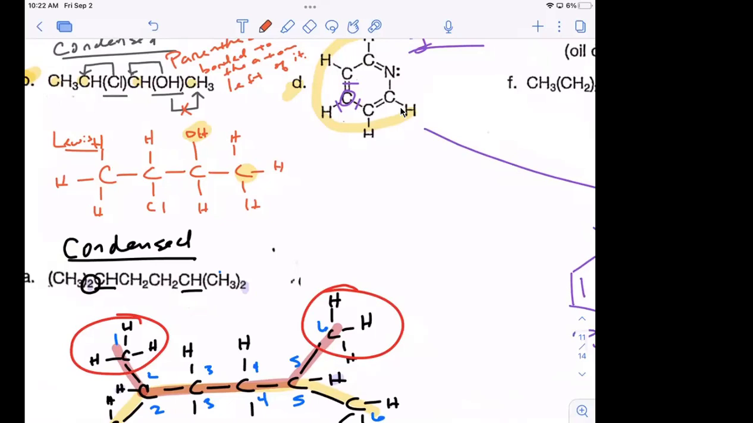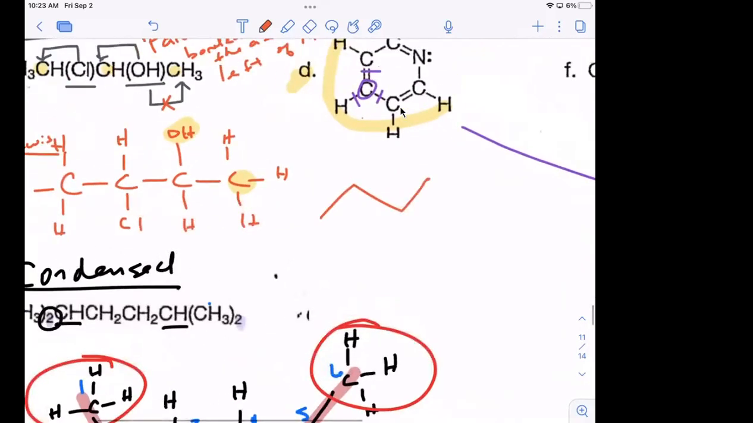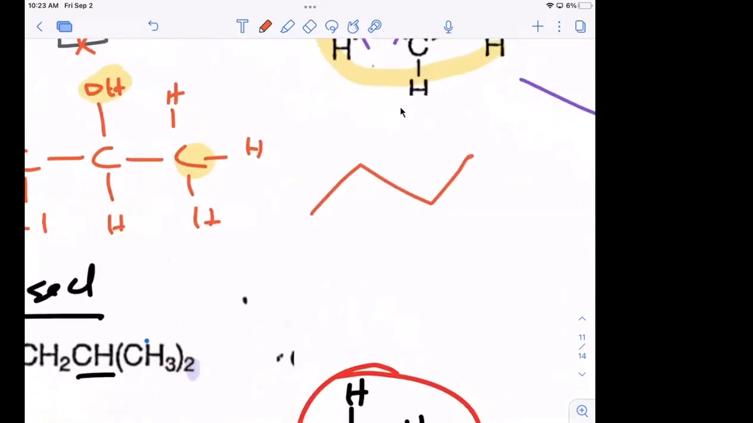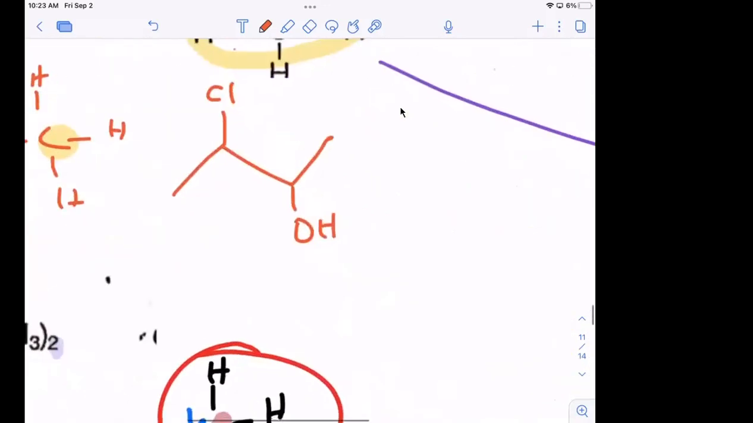How many carbons? 4 carbons. So that's going to mean 3 strokes. All right, so that's your 4 carbons. Where is the chlorine and where's the OH? The chlorine's on the second carbon and the OH is on the third. So we'll do that and we'll do that. Okay, good. So this is the Lewis, this is the skeletal form.